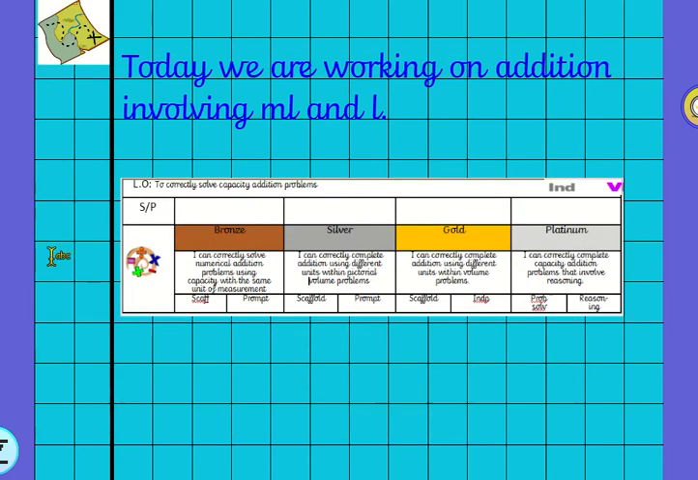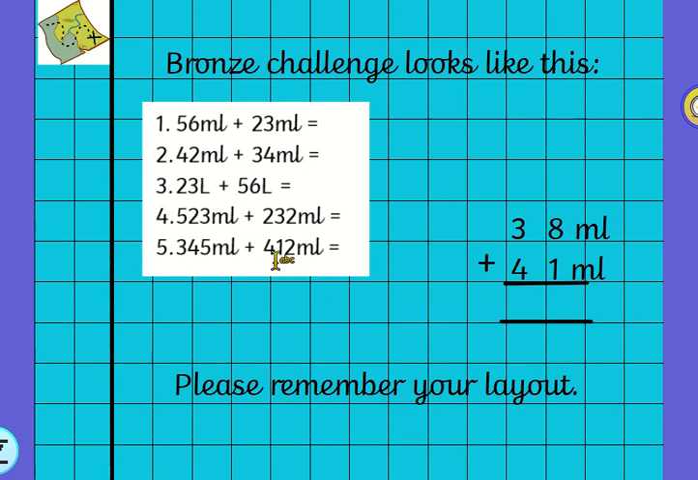So today we are going to be completing capacity problems in a similar way to yesterday. Bronze challenge. If you know you start on bronze, I'm sure lots of you whizzed through bronze yesterday. It was so lovely to see all of your work. It's exactly the same as yesterday, but please remember your layout and please remember your unit of measure. So, for example, 8 add 1 would be 9, and 3 add 4 would be 7, but my answer would not be correct until I have put in the millilitres, and there they are.